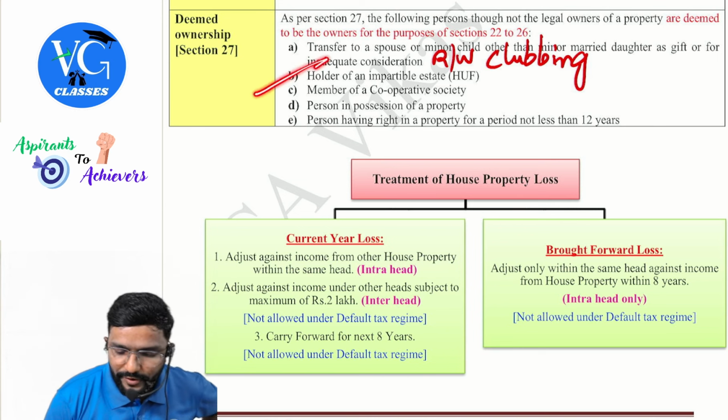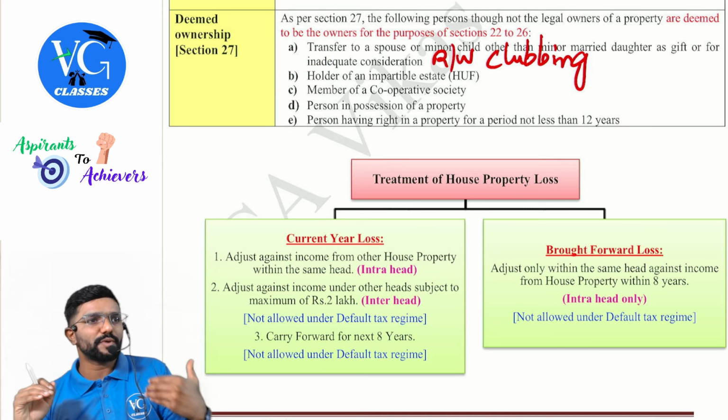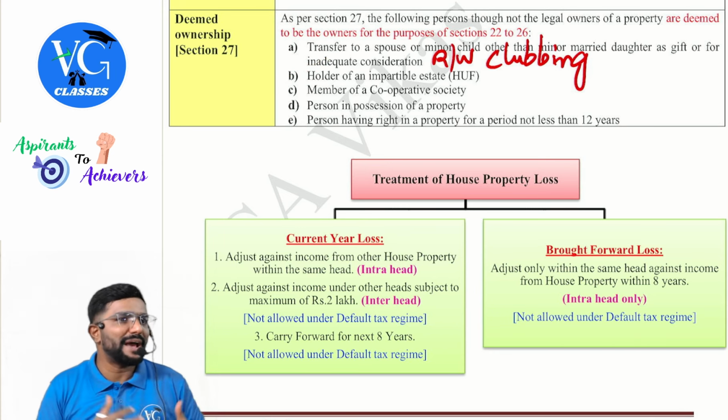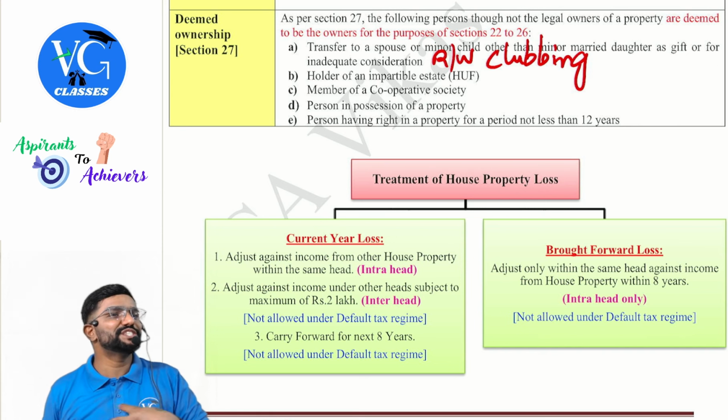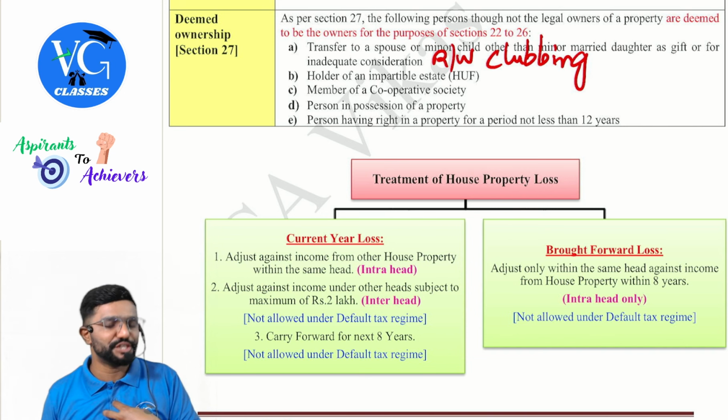Holder of an impartible estate, HUF. Guys, HUF normally holds the property on behalf of all its members. They manage it. So who are actually the legal owners? Members. But who is managing it? HUF. Who is considered to be the deemed owner? HUF. Income from house property is taxable in the hands of HUF.